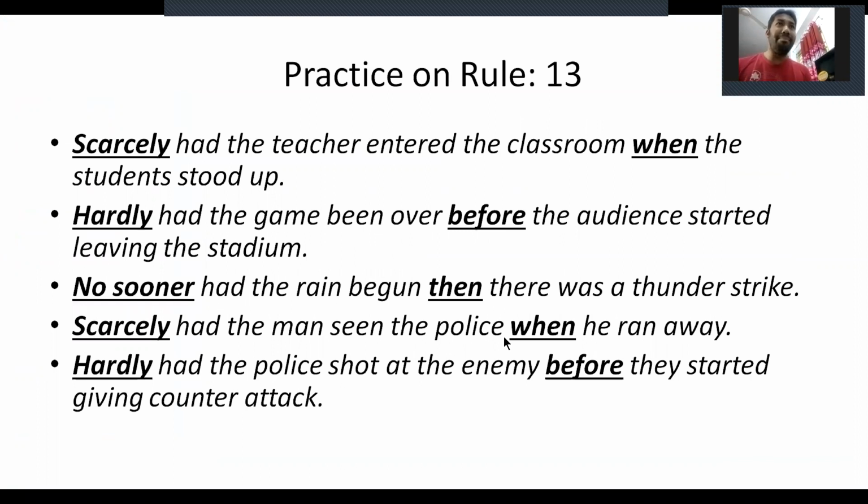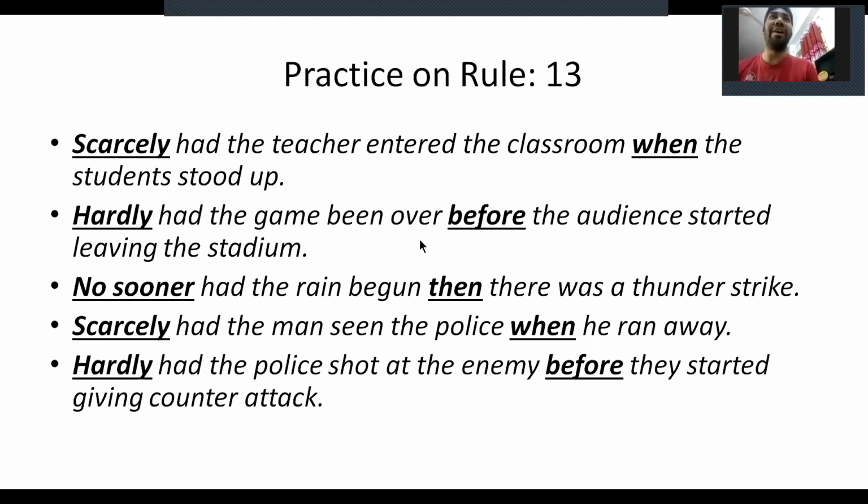The next one: scarcely had the man seen the police when he ran away, is in complex form. This one is to be changed to simple and compound. So as I'm at the last one of these practices, the last one is also in complex form. You need to make this one simple and compound.